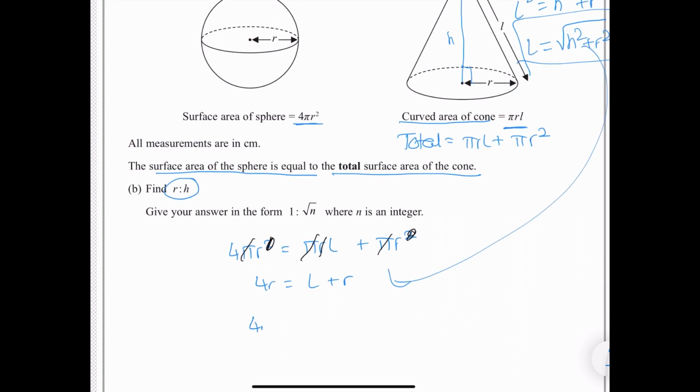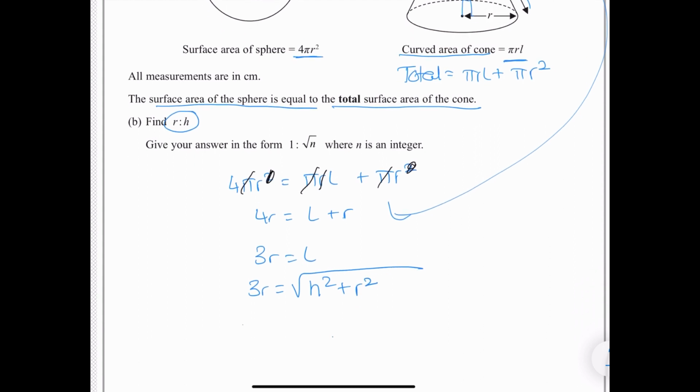So I've got 4R. Oh, before I do plug that in, I've got this R here. Let's take it to the other side, make it a bit nicer. 3R equals L. Now I'm going to plug it in. 3R equals the square root of H squared plus R squared. Okay, let's square both sides.